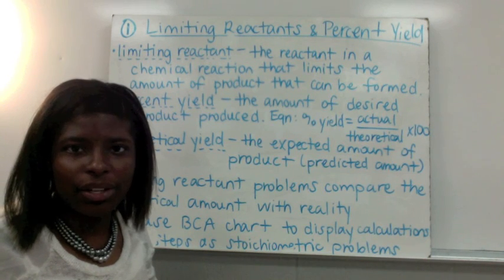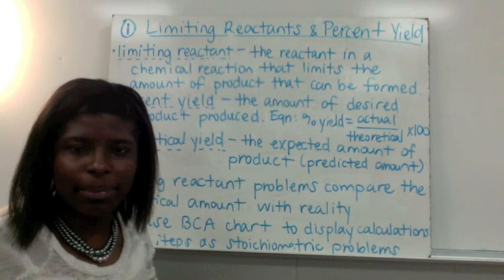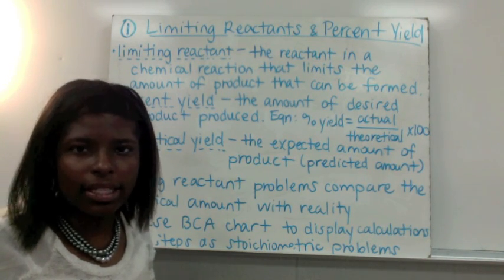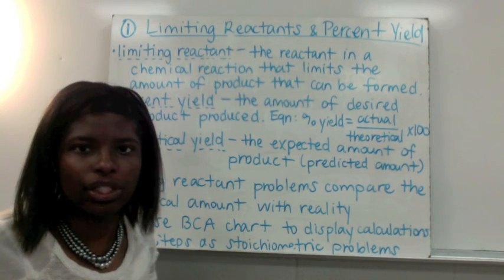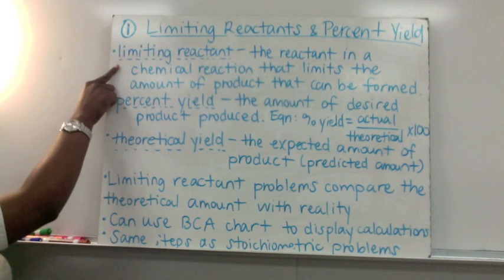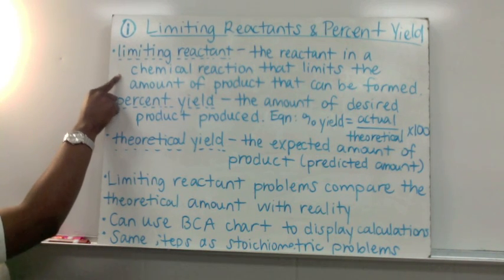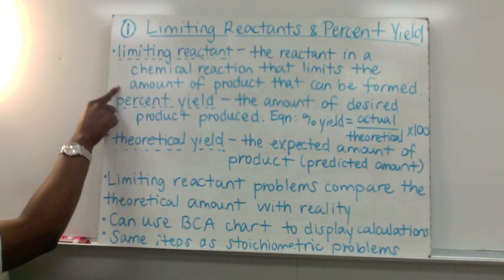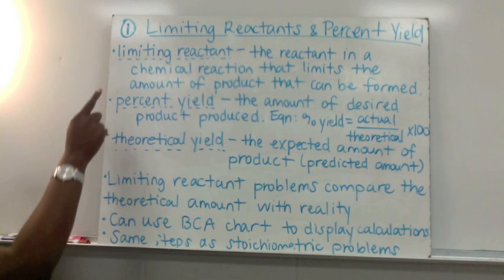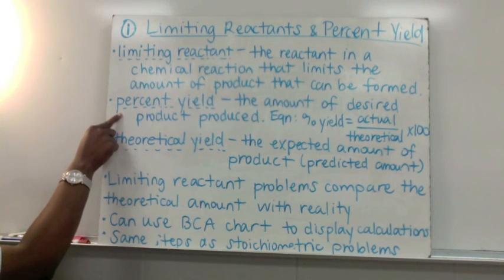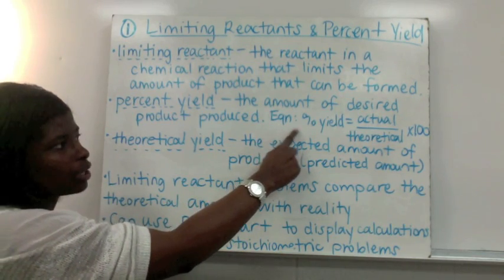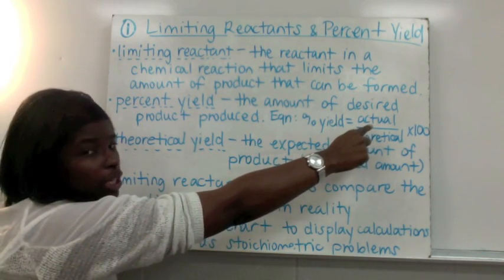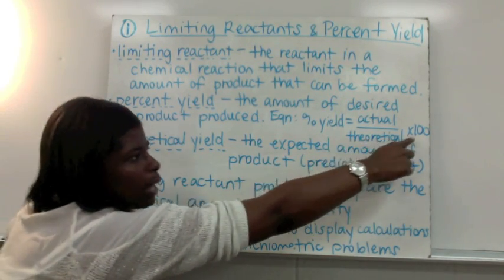So in this video, you're going to learn about limited reactants and percent yield. This is an extension of what you should already know about stoichiometry, so it shouldn't be a difficult transition for you. Limited reactants are the reactants in the chemical reaction that limit the amount of product that can be formed. Percent yield is the amount of desired product produced. So your equation for percent yield is the actual yield divided by the theoretical yield multiplied by 100.